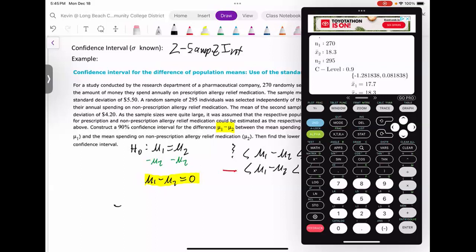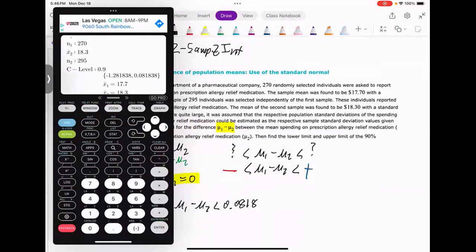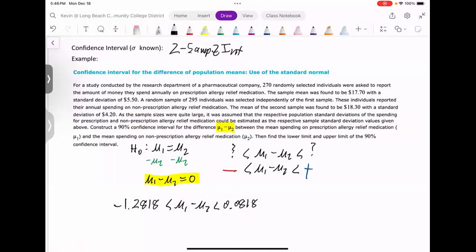So our answer is negative 1.2818 to 0.0818. And I want to point out that we are going from a negative value to a positive value. So we're 90% certain that we're going to get our 0 in there. And so here's our actual confidence interval.